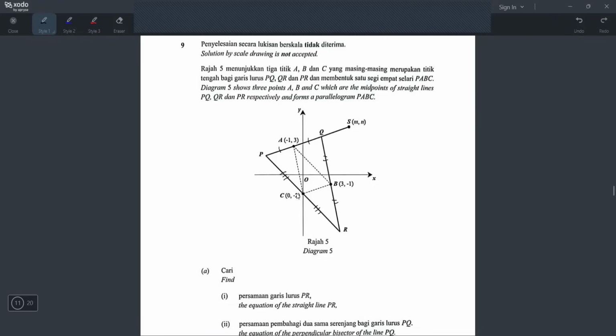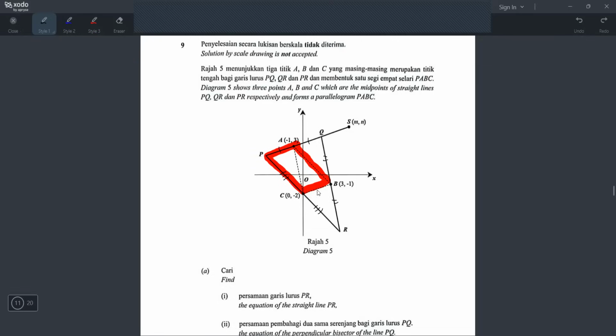It means the ratio is all 1, 1, 1, 1, 1, 1. Okay, but this is not the vector chapter, so I will not use ratio to label. I will just use lines like this to remind myself that they are the same length. Okay, and then they say it forms a parallelogram PABC. Where's PABC? This one is the parallelogram, right? So if it's a parallelogram, can you tell me what characteristic this shape has?